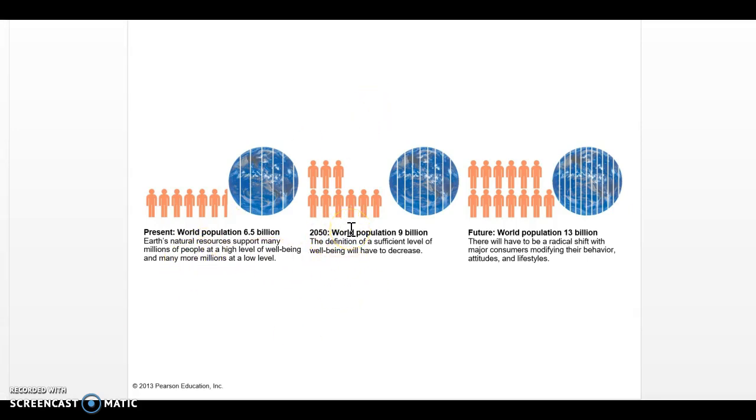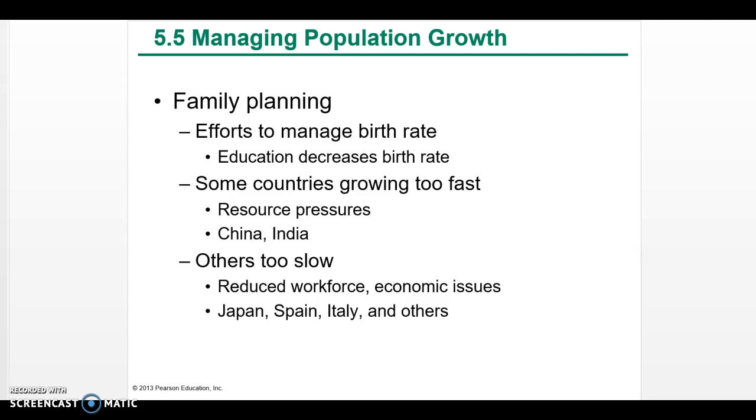The definition of a sufficient level of well-being may decrease by 2050. And then, of course, when the world population hits 13 billion, there will have to be a radical shift in the major consumers modifying their behavior and attitudes towards lifestyles. This might mean that we have to build vertical farms, reuse water, and collect rainwater. There's just a million things that we could be doing. We might have to decrease the size of our houses and decrease the kind of cars that we drive, all sorts of ways. Now, there has been a push to manage population growth, and this is through family planning.